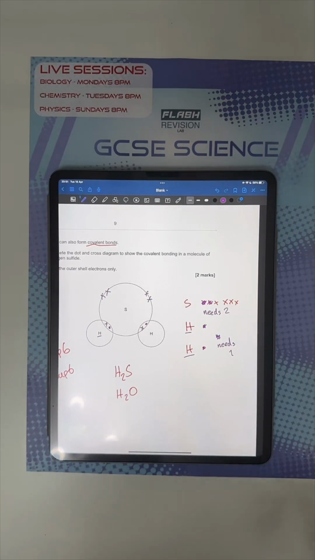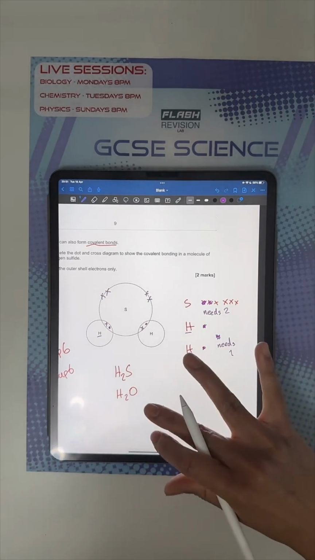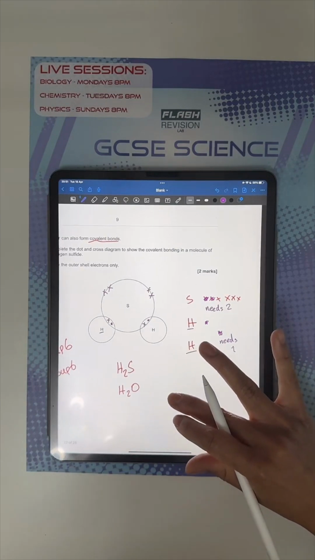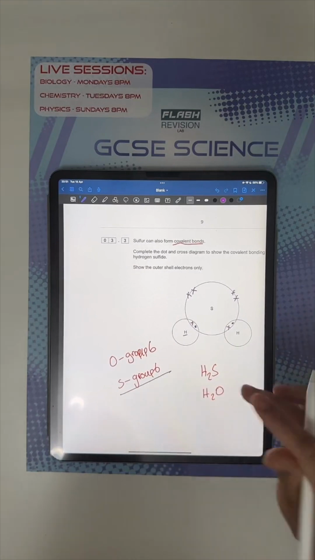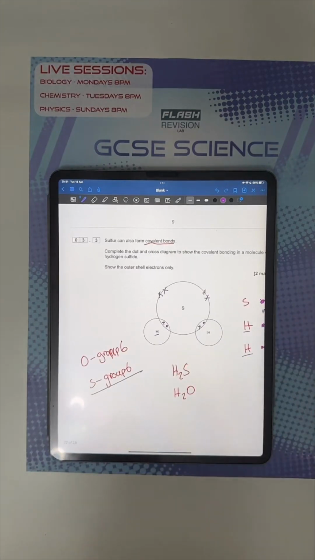Okay, on to the next one. How do we know sulfur is 6? We know sulfur is 6 because it's in group 6. So what you need to do first is look at the periodic table and you'll see it in group 6. The group number tells you how many electrons there are on the outer shell.